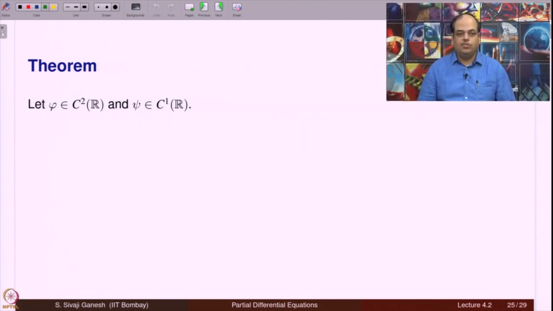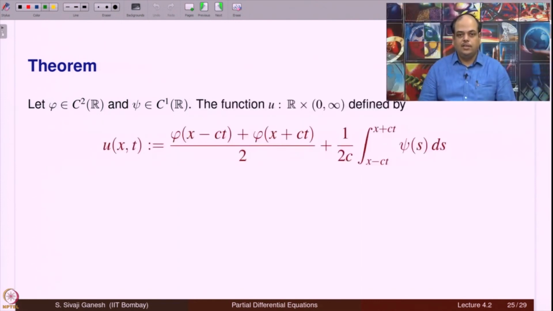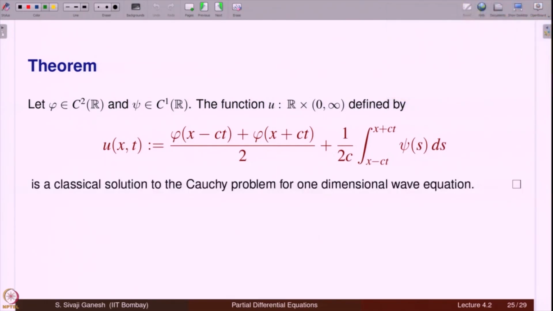So, let phi belong to C2 of R and psi belong to C1 of R. The function defined by the D'Alembert formula is a classical solution to the Cauchy problem. This we have to check. What do we have to check? u is a C2 function. Why is it a C2 function? Because of the chain rule. Phi is a C2 function and x minus ct is a C infinity function, similarly x plus ct. So phi of x minus ct and phi of x plus ct are C2 as functions of x and t. And psi is C1, but we are integrating, therefore we gain one extra derivative, that is why this term is C2.